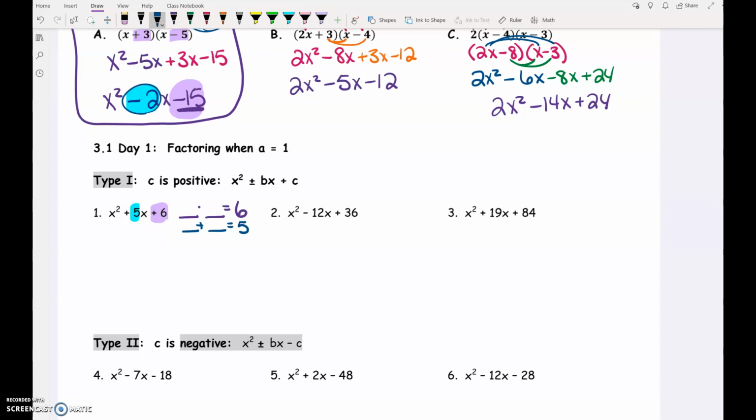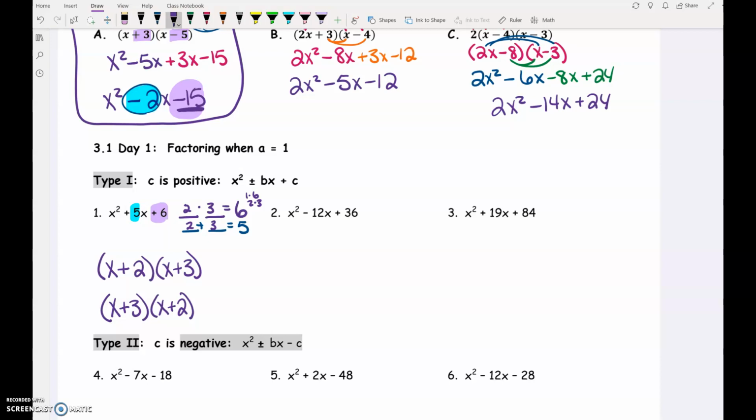So start with, how can we multiply to get 6? We can do 1 times 6 or we can do 2 times 3. Which one would add up to 5? 2 plus 3 is 5. 2 times 3 is 6. So our factored form is x plus 2, x plus 3. You could also write it x plus 3, x plus 2. The order of the parentheses doesn't matter. What does matter is that we have positive 2 and positive 3 in the parentheses.